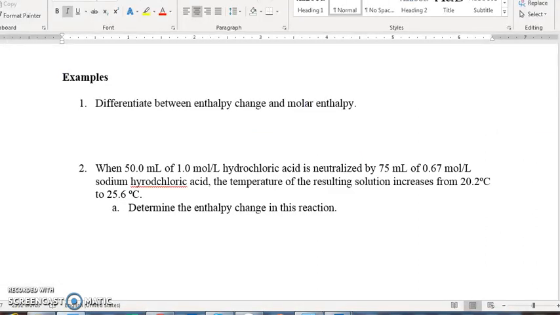Okay, differentiate between enthalpy change and molar enthalpy. So again, enthalpy change is simply us saying how much energy per mole of substance. Okay, how much energy per mole.